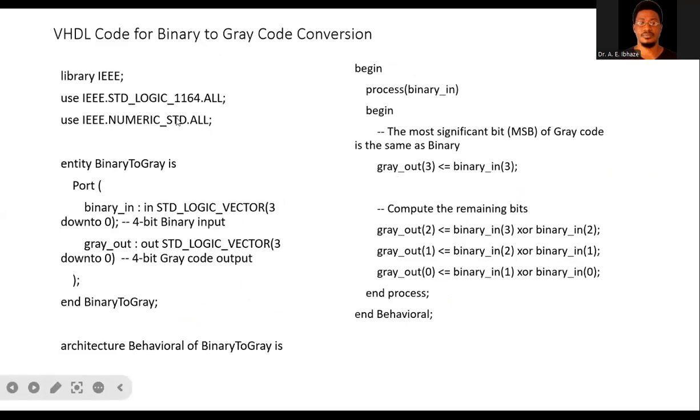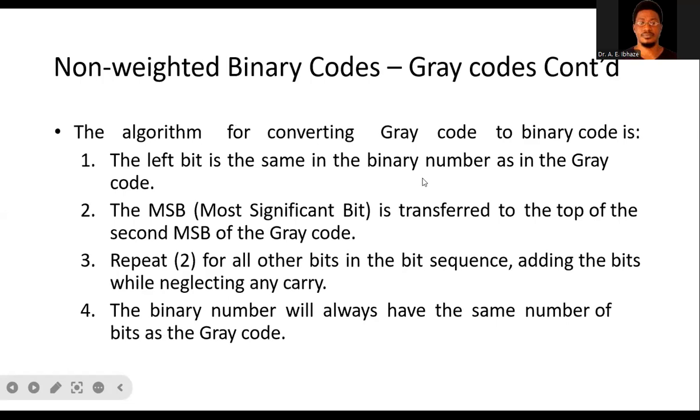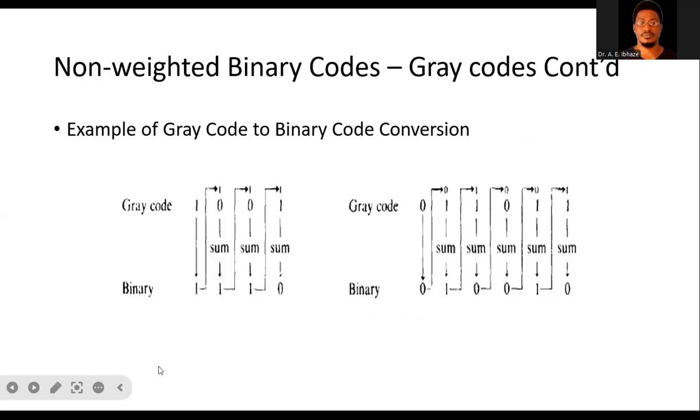Well, this is the code implementation. So we have the one for binary to gray. We have the binary input, then we have our gray output, and that is pretty straightforward. Now, the same applies when we have to convert from gray to binary, but with the algorithm there's a little tweak. So let us look at this.